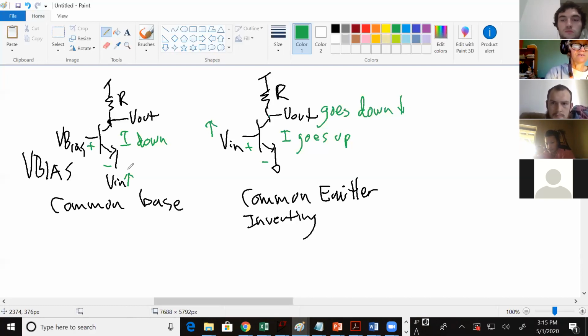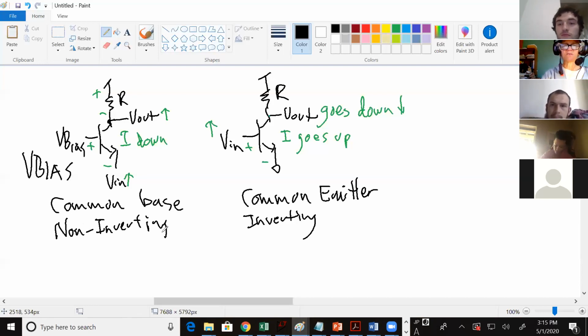Okay, so if the current goes down, what happens to V out? Goes up. There's less current through the resistor, so there's a smaller voltage drop across the resistor, and V out goes up. So in this case, V in goes up, V out goes up. So what's the common base? Non-inverting. When the input and the output go the same direction, then it's non-inverting. So that's a big difference between these two.